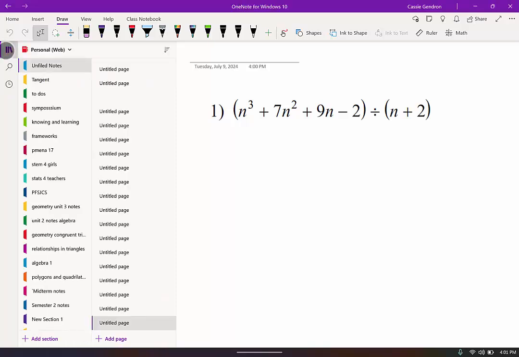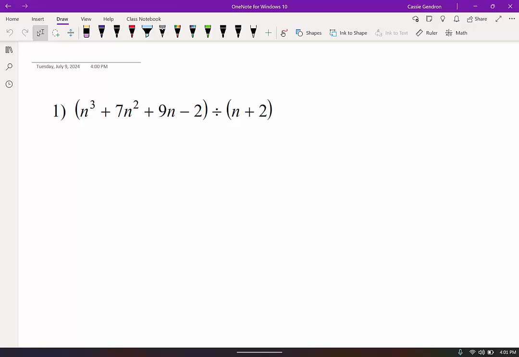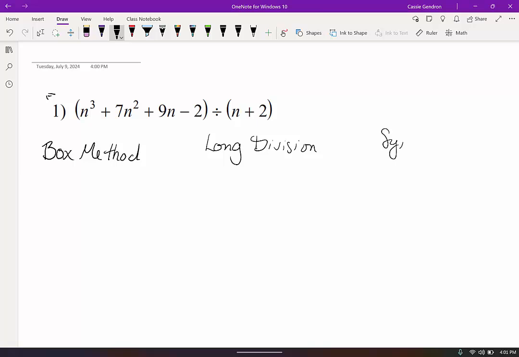Alright, I'm going to show you 3 ways to divide. The first being the box method. Long division. And then synthetic division.